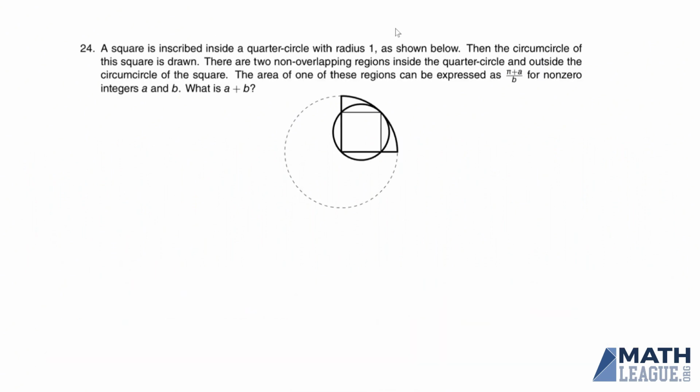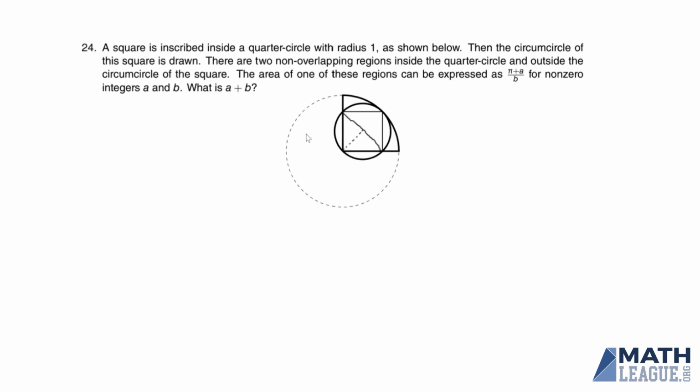So first of all, we know that the radius of this larger circle is 1. So the diagonal of the square must also be 1, because this point of the square is at the center of this large circle, and this point of the square is on the circle itself. So since the diagonal of the square is 1, then the diameter of the circumcircle must also be 1. So the radius of the smaller circle is going to be half of that, or 1/2.